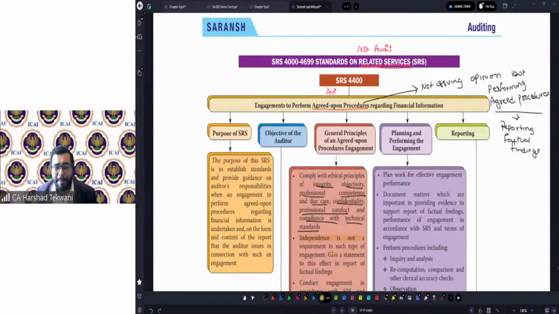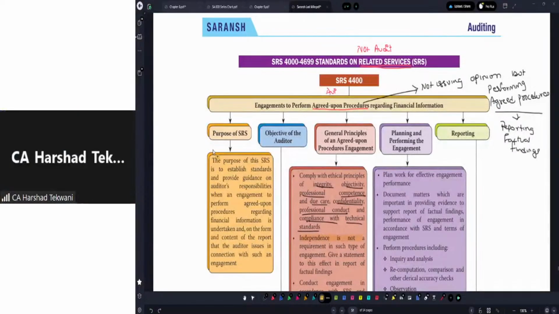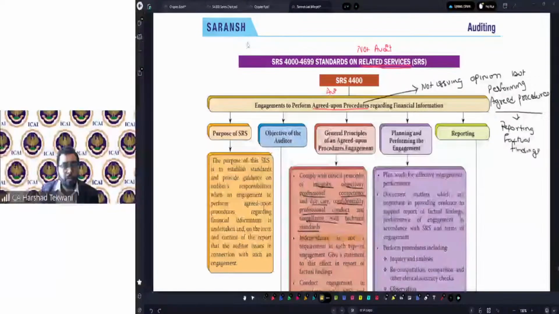Independence is not a mandatory requirement. Why? Because we are not issuing any opinion. We are not giving any assurance. What we are doing here is reporting based on the factual findings. Management has hired us for some specific procedures. Clear till now? So independence is not required. Any doubt?